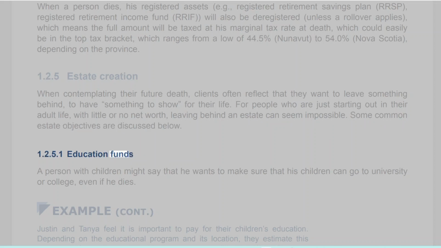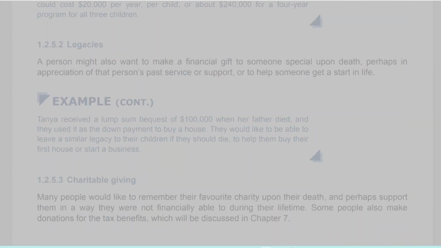1.2.5.1 Education funds. A person with children might say that he wants to make sure that his children can go to university or college, even if he dies. Example, continued: Justin and Tanya feel it is important to pay for their children's education. Depending on the educational program and its location, they estimate this could cost $20,000 per year, per child, or about $240,000 for a 4-year program for all 3 children.